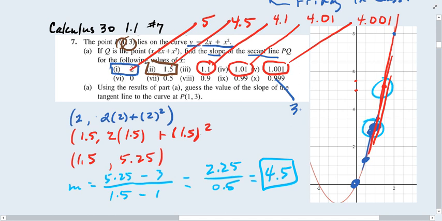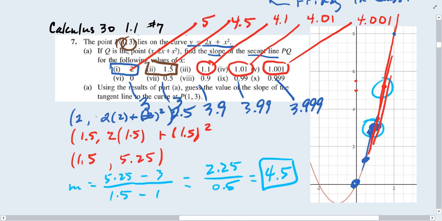So this is going to be 3.999, 3.99, and so on, 3.9. And this will be probably 2.5, and this would probably be 2. I think 3. Sorry, 3. 3.5, and then 3.9. Okay?